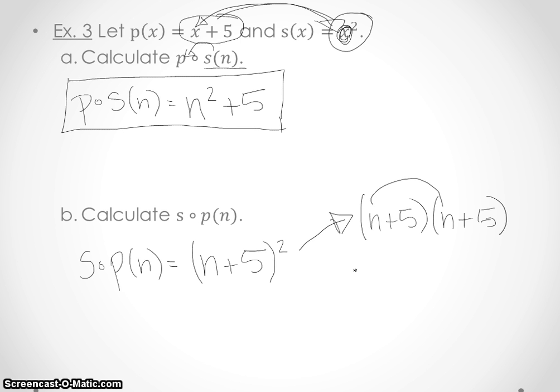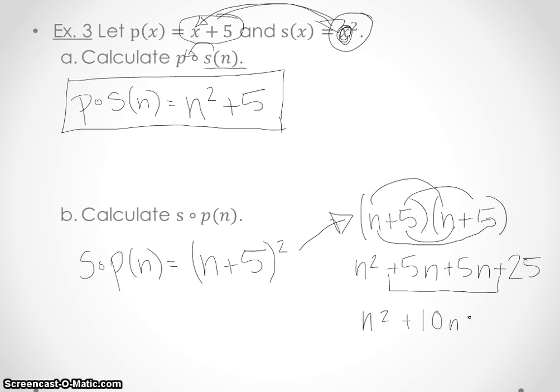So we do n times n, which is n squared. n times a positive 5 is a positive 5n. Those are our outers. Here are our inners. So positive 5 times n is a positive 5n. And our lasts, positive 5 times positive 5, is a positive 25. Then we have two like terms right in here, 5n plus 5n. So we'll do n squared plus 10n plus 25. Can we simplify any further? No. So I'm just going to go back over here and say s of p of n is equal to this stuff here, n squared plus 10n plus 25.